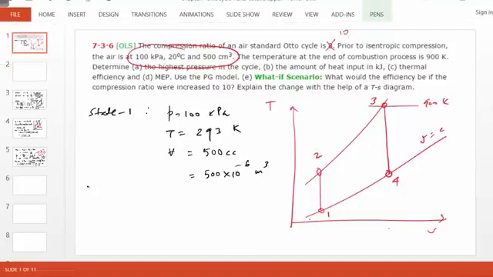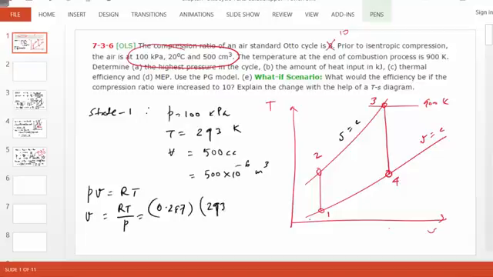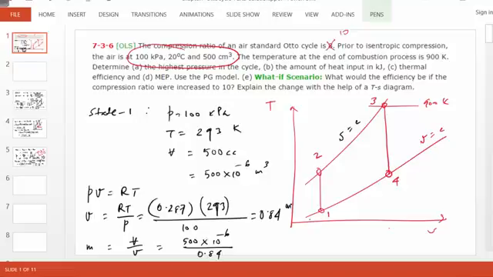We can use the ideal gas equation of state to find the specific volume and the mass, which we'll need later. And notice that the specific volume remains constant from 2 to 3, which is given by this expression and equals approximately 0.84. So the mass, which is total volume divided by specific volume, is 500 times 10 to the minus 6 meter cube over 0.84 meter cube per kg, which is a very small amount.